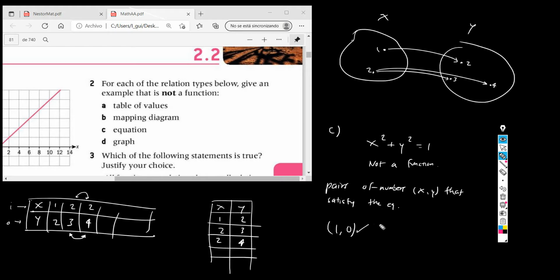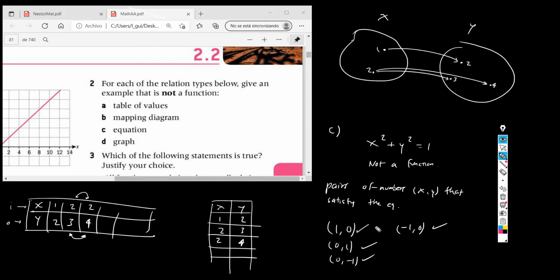The problem is this. Take a look at this. 1 comma 0 satisfies, 0 comma 1 satisfies, 0 comma minus 1 satisfies, and minus 1 comma 0 satisfies. You can check all of this. All of these pairs satisfy this equation, because in the end, the fact that these two numbers are negative makes no difference, because you're going to square those numbers, you see?